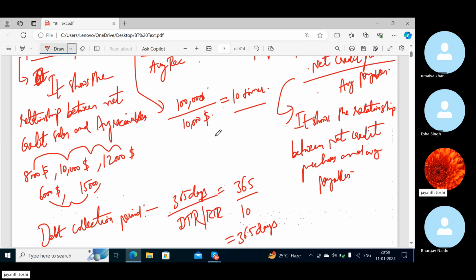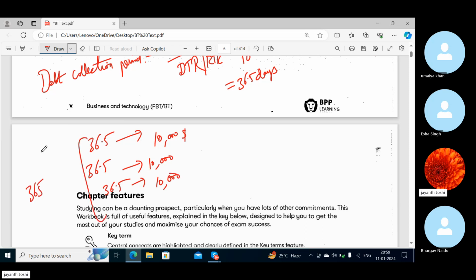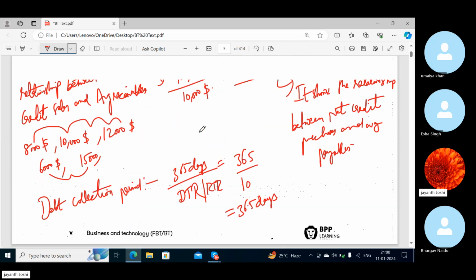See, 10 times we are collecting the money. Every time we are collecting how much? 10,000. So how does it go? In 36.5 days, I'm collecting $10,000. Next 36.5 days, I'll be collecting $10,000 on an average. Again, 36.5 days, I'll be collecting more 10,000. If I add up all this, I'll be getting 365, or if I multiply by 10, I'll be getting 365. That means in 10 times, I'm collecting my money from my customers on an average of $10,000, and in this way, in 365 days, I'm collecting my entire amount. Now, is it good or bad? We will discuss right now.